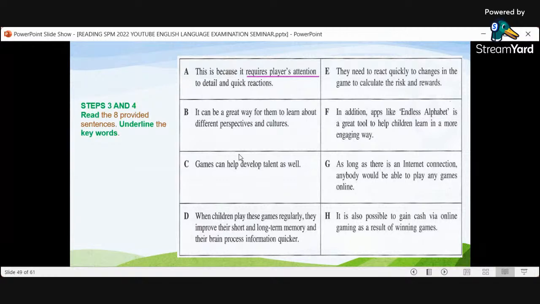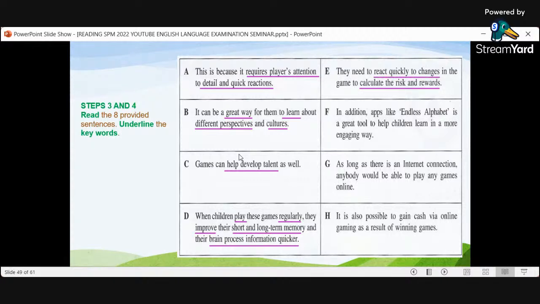So I know that it requires players' attention to detail, a great way to learn about different perspectives and cultures. I didn't see anything about cultures and perspectives. Can develop talent, maybe. All right, play games regularly. They improve their short and long-term memory and their brain processes information quicker. Okay, I've read something about memory and brain processes.